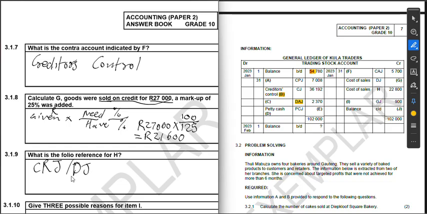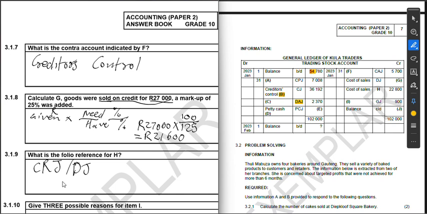Remember that for every sales transaction, 4 accounts are recorded. So if it's a cash sale, it's going to be sales and bank. But if it's a credit sale, it's going to be debtors control and sales instead of bank.